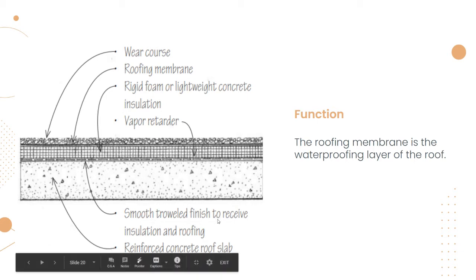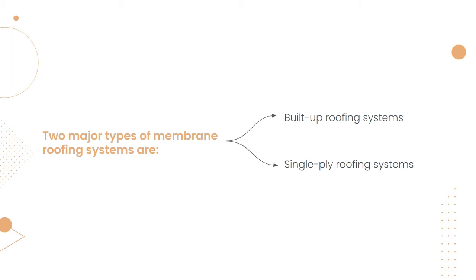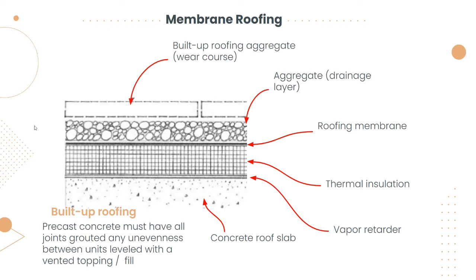And then we have a smooth trowel finish to receive insulation and roofing. And the last level we have the concrete roof slabs, the reinforced or the precast. There are two major types of membrane roofing systems, which are built-up roofing systems and also single-ply roofing systems.